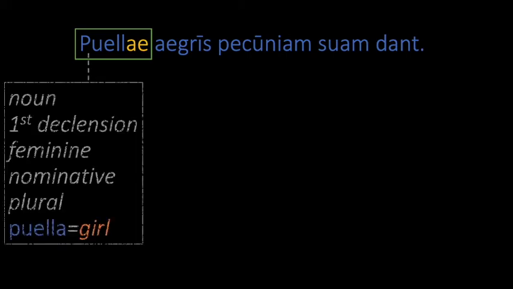Our first exercise is puellae aegris pecuniam suam dant. We'll break it down into phrases and start with the first phrase. Puellae is simply the nominative plural form of the base puella, which means girl. So it means the girls.